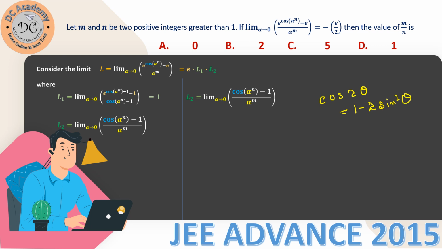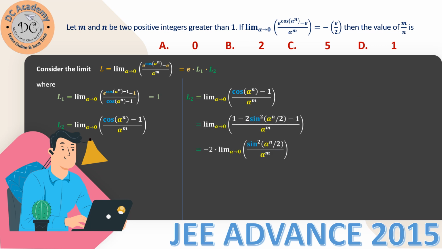So therefore, whatever there is in the numerator can be written as 1 minus 2 sine square alpha n divided by 2, minus 1. The 1 gets cancelled. So minus 2 sine square alpha n by 2, divided by alpha to the power m. So that will be the reduction. So using that trigonometric identity, we reduce to the respective form.